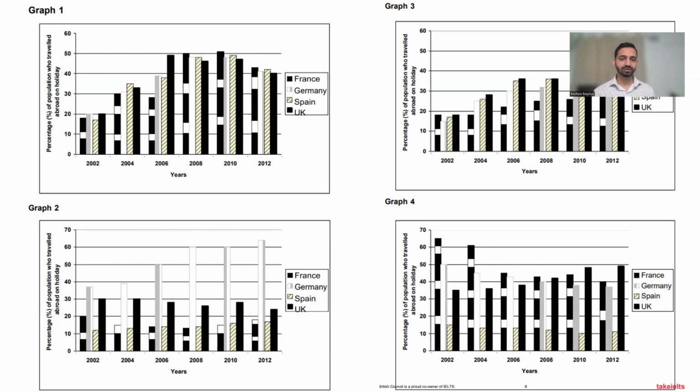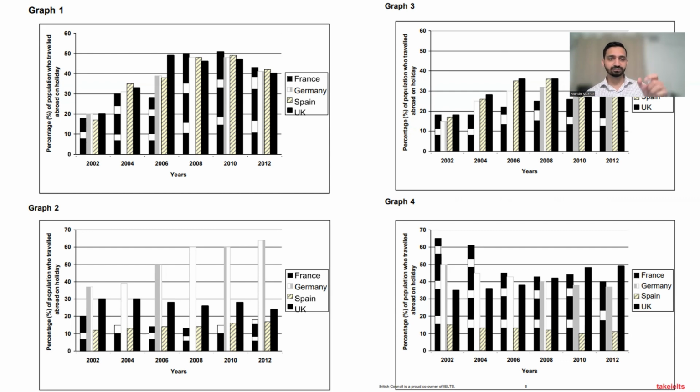What has been given to us? First of all, on the right-hand side, we could see we have 4 countries: France, Germany, Spain, and UK. On the vertical axis, you have percentage of population who traveled abroad on holiday. It's in terms of percentage from 0 to 60%. And then on horizontal axis, you've got years from 2002 to 2012.